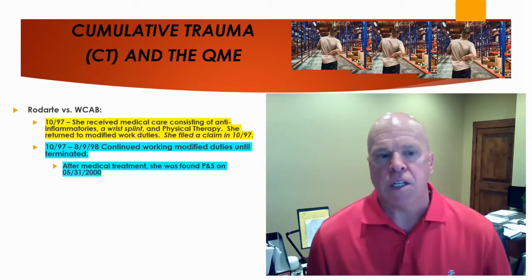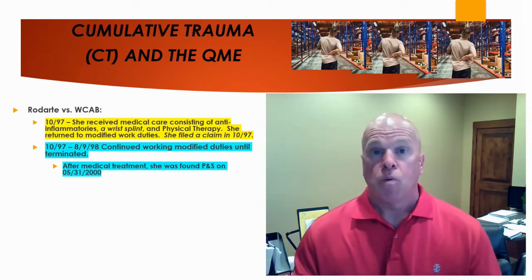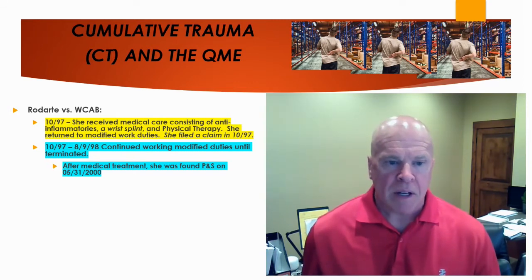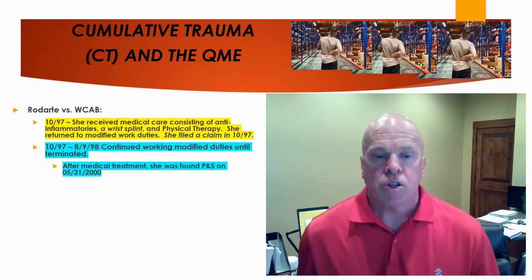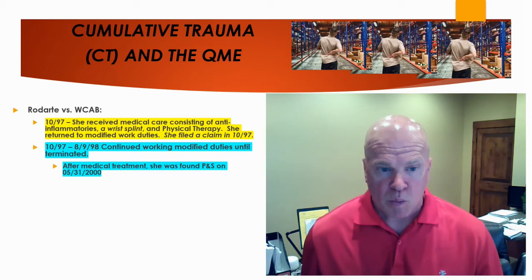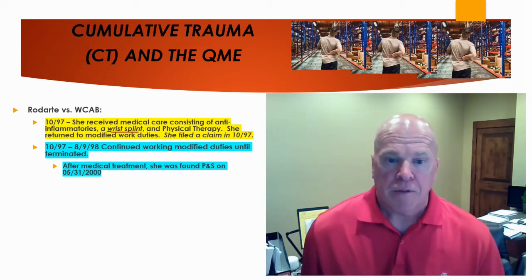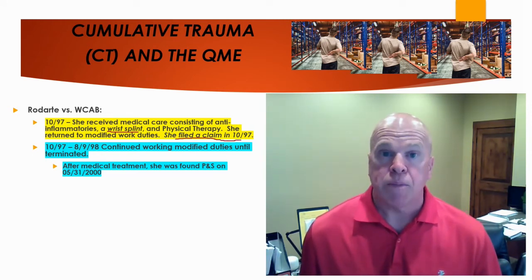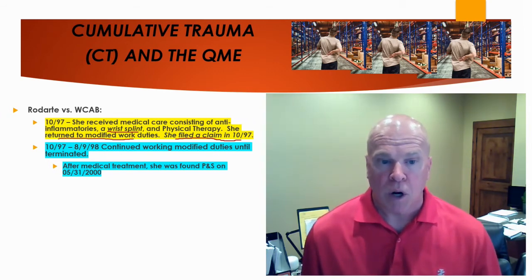So with Rodarty in 1097, again, Rodarty was an upper extremity repetitive cumulative trauma injury claim. And in 1997, Ms. Rodarty received her first medical care, which consisted of anti-inflammatory medications. And like Wagner, she was provided with a wrist splint. She was also provided with a short course of physical therapy treatment. She filed a claim at the same time. So she also returned to modified work duties.